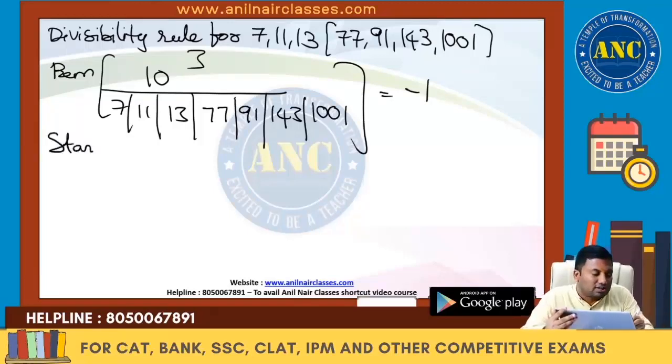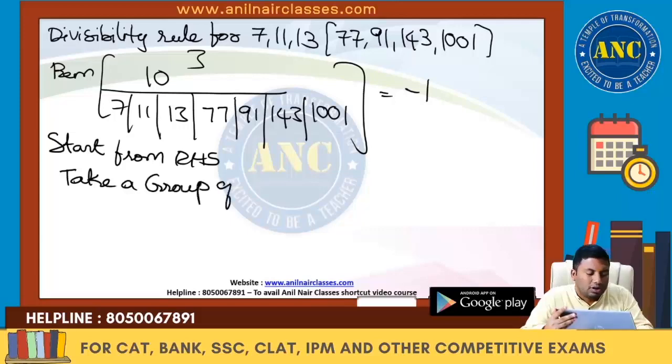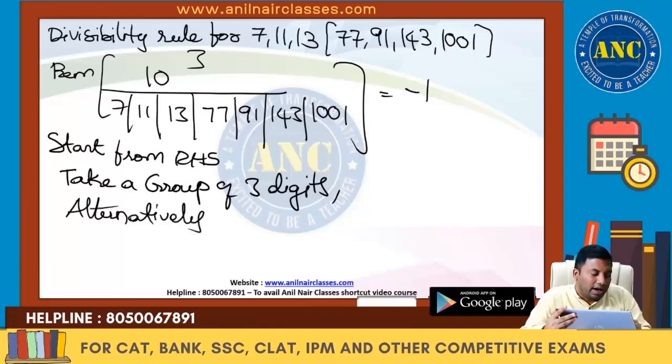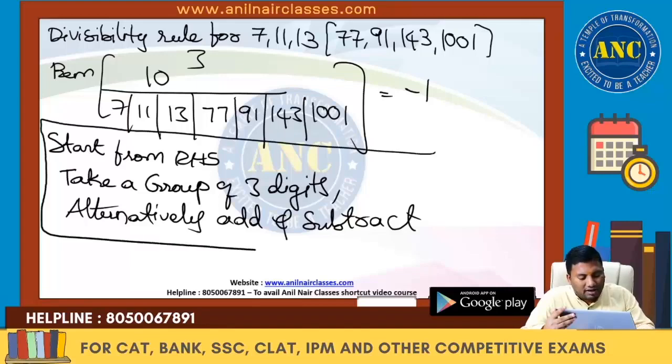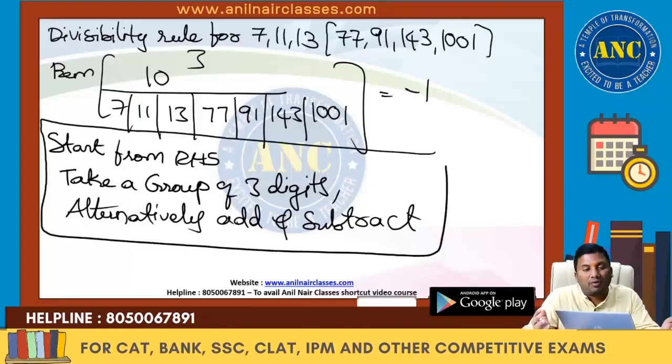Start from the right hand side. Take a group of 3 digits, take a group of 3 digits, take a group of 3 digits, alternately add and subtract. That is the divisibility rule for 7, 11, 13, 77, 91, 143, 1001. These are nothing but the combinations of 7, 11, 13, taken two at a time or taken all together. Are you all with me? This is the concept which we are going to use. First problem, listen carefully.